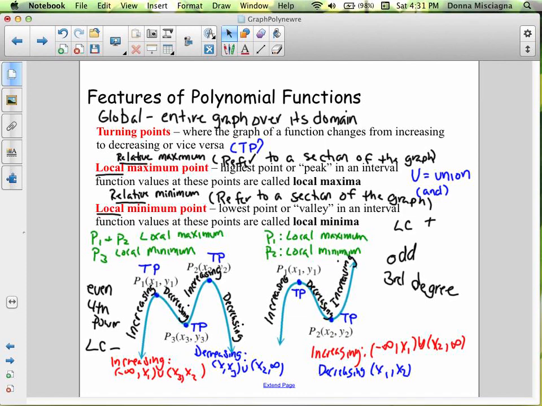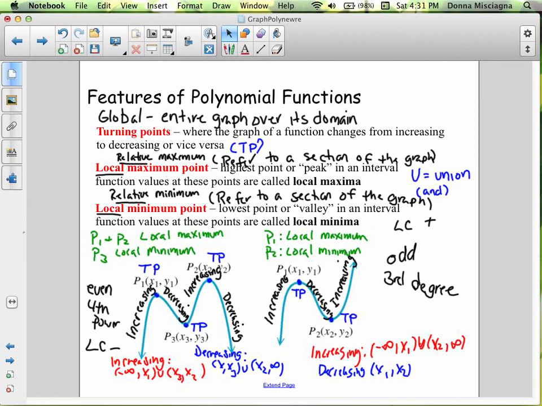All right, so we talked about our relative maximum and relative minimum, or a local maximum and local minimum. So a local maximum, or relative maximum, is the highest point or peak in an interval. Function values at these points are called local maximum or relative maximum. And then local minimum, lowest point or value in an interval. Function values at these points are called local minimum or relative minimum.